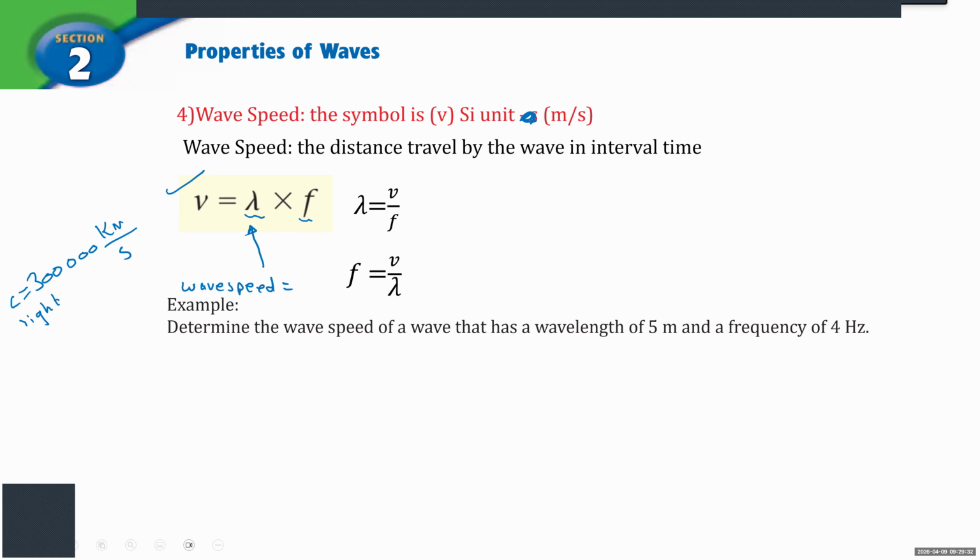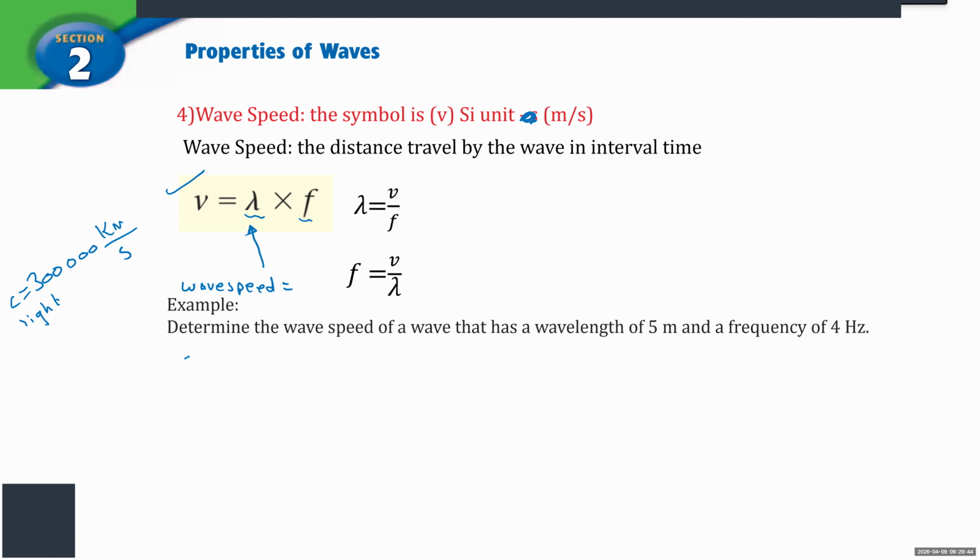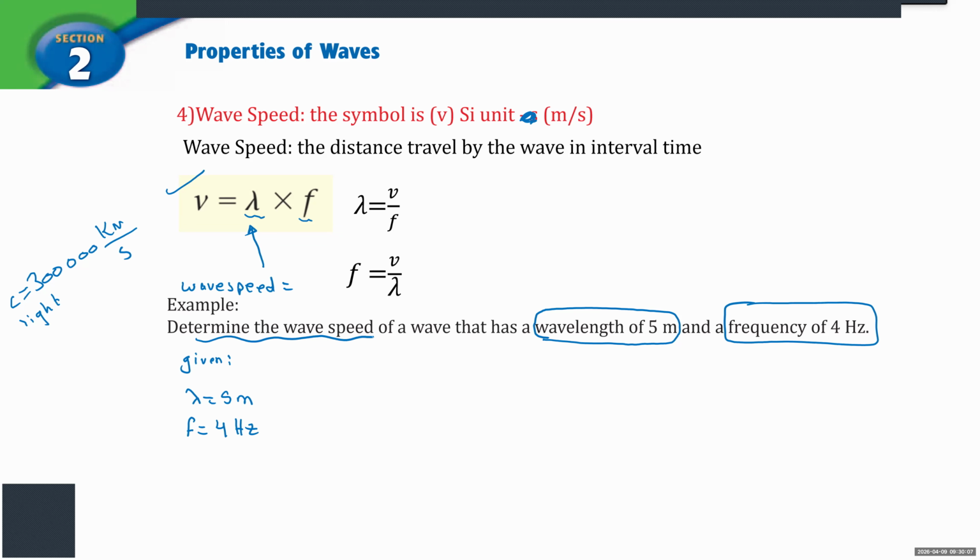Determine the wave speed of a wave that has a wavelength of 5 meters and a frequency of 4 hertz. So in here, given: wavelength lambda is 5 meters and frequency equal to 4 hertz. The unknown, he asked about wave speed.